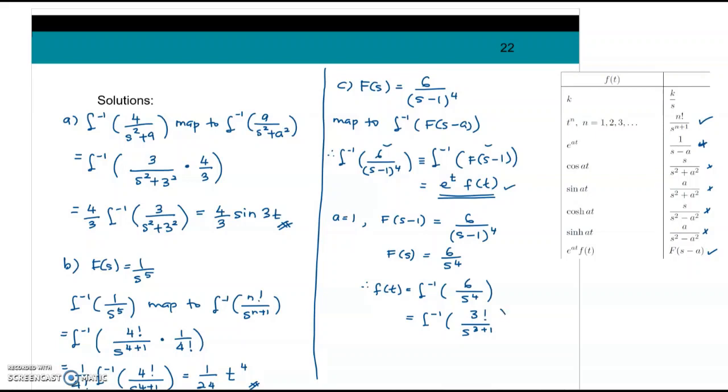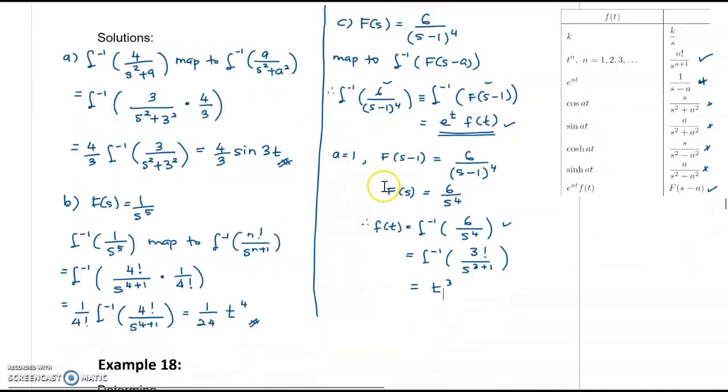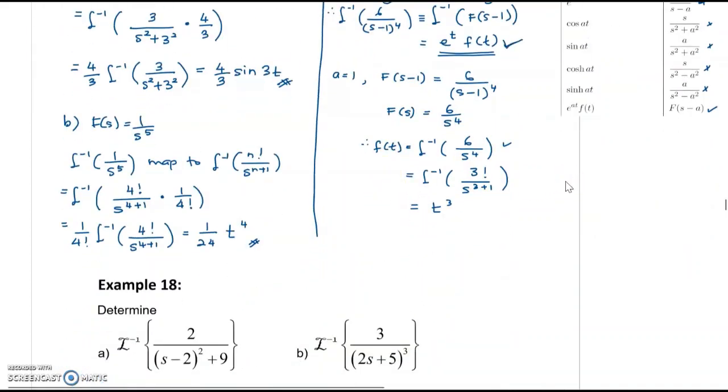So for this example, you don't have to manipulate. You don't have to multiply with something because 3 factorial is 6. It is exactly as you have here: 6 over s to the power of 4. So automatically by the table, this is t to the power of n, where our n is 3. So this is t to the power of 3. But our final answer is supposed to be in this form. So therefore, the inverse of 6 over (s minus 1) to the power of 4 is now equal to e to the power of t times f(t), which is t to the power of 3. That's it.